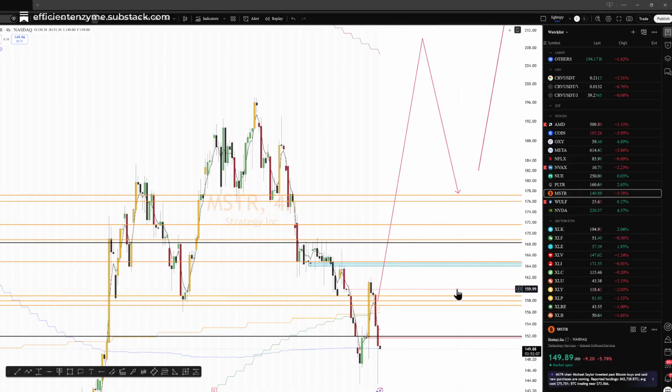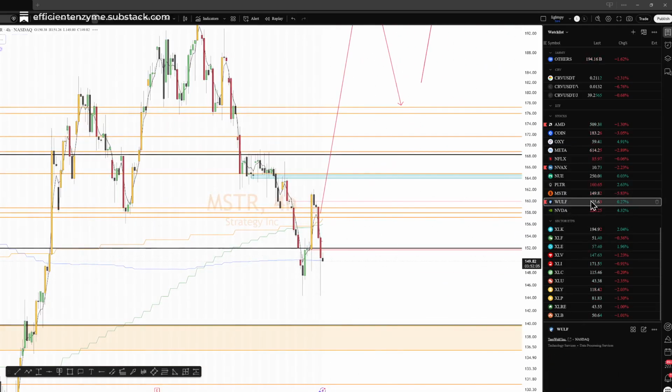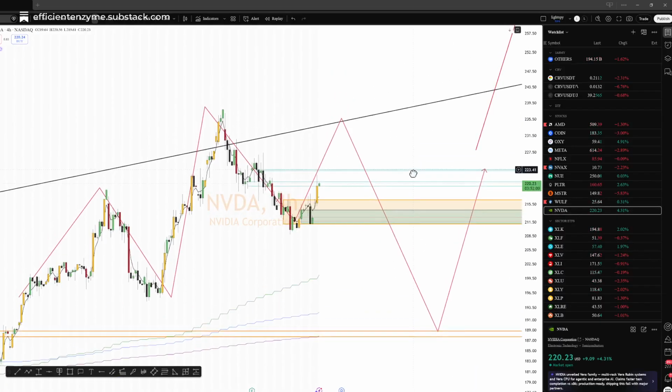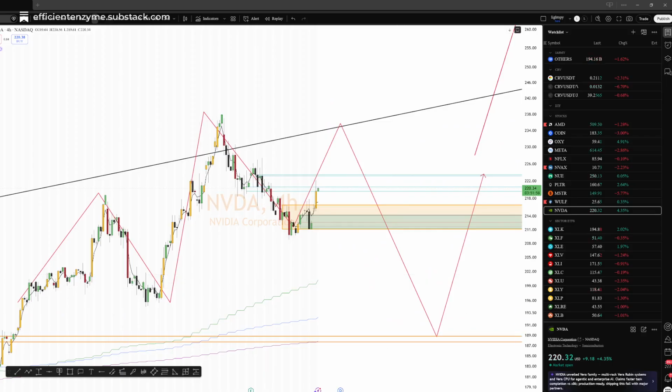MSTR is going to trap Bitcoin. When 64 hits, this should go. Wolf is the weaker of all the miners, but I'm tracking it. NVIDIA is being absolutely degenerate, which I love. I'm thinking about hedging NVIDIA somewhere around 240.